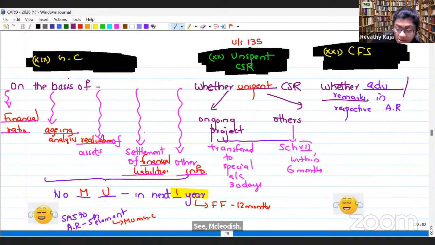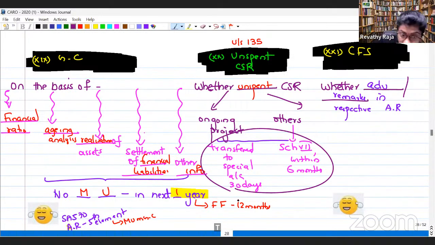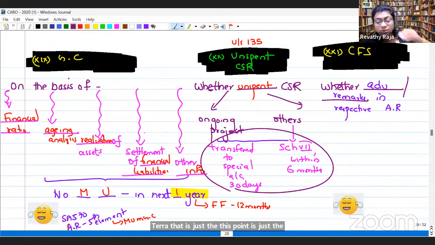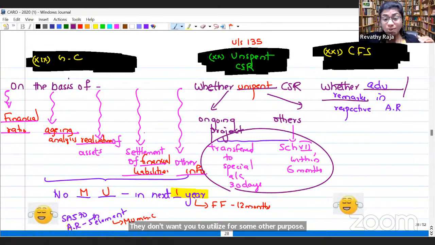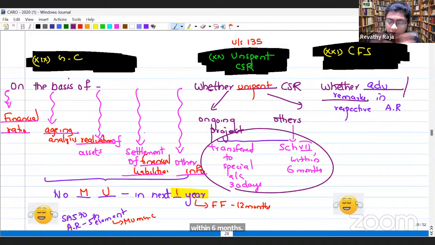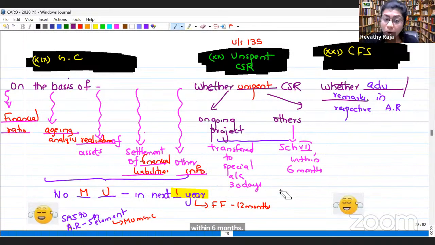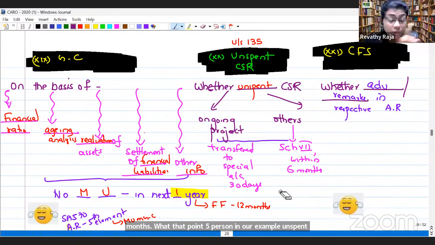This point is just the explanation of section 135. If it is an ongoing project, it should be put in a separate account within 30 days. They don't want you to utilize it for some other purpose. If there is no ongoing project, Schedule 7 has given a list of things, and in that we should deposit within 6 months. Ongoing project, within 30 days; other cases, 6 months. That 0.5% in our example, unspent, should be parked. You should not utilize it for declaring dividend or your expense, etc. That's the unspent CSR account.